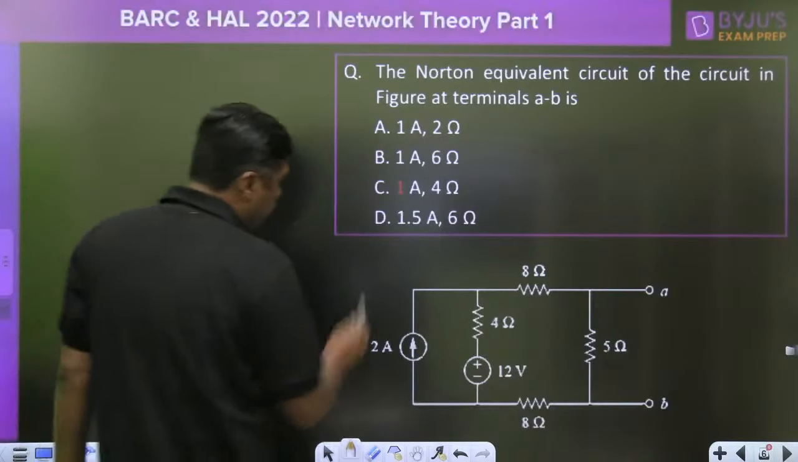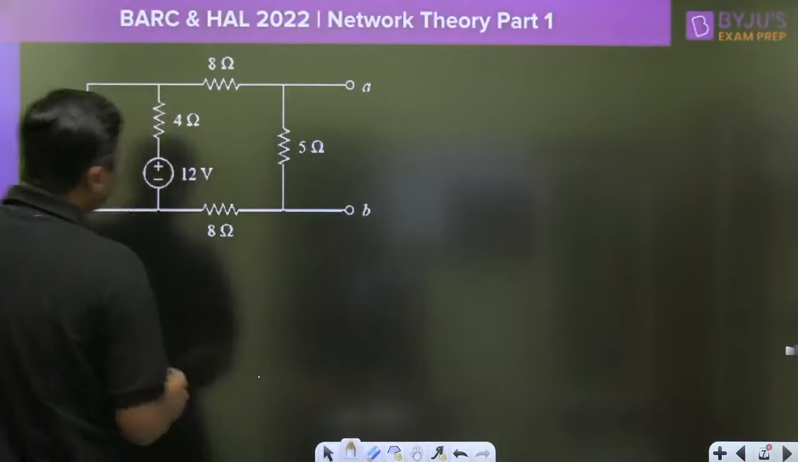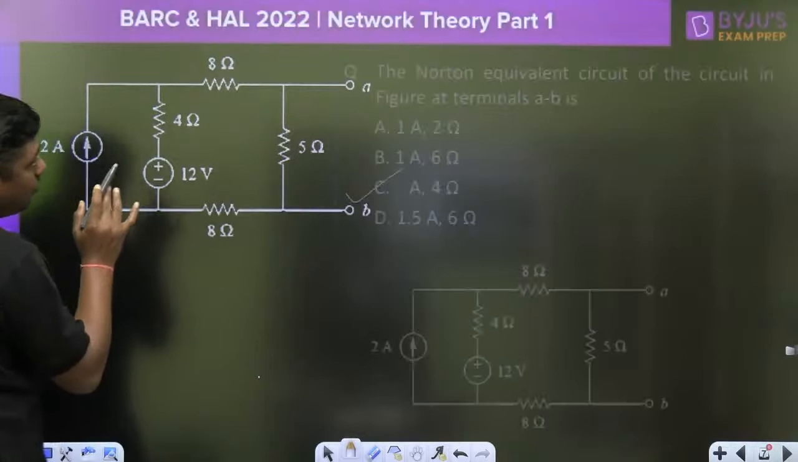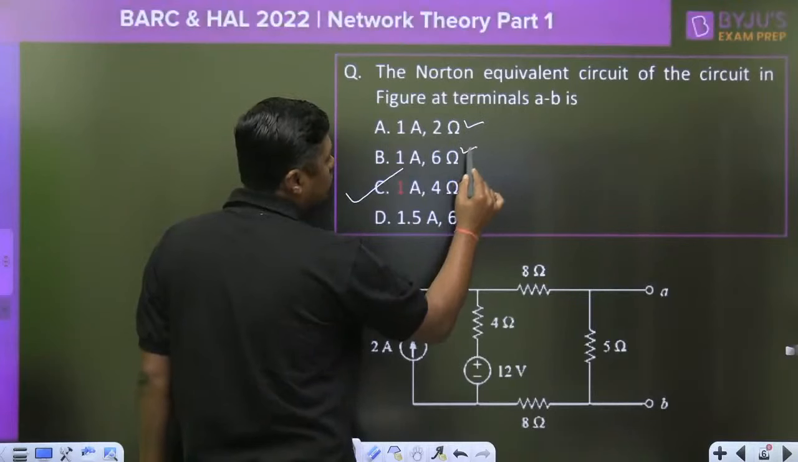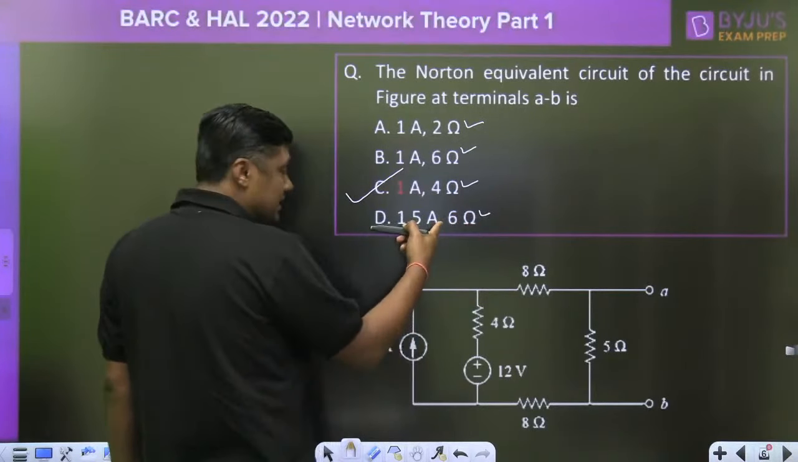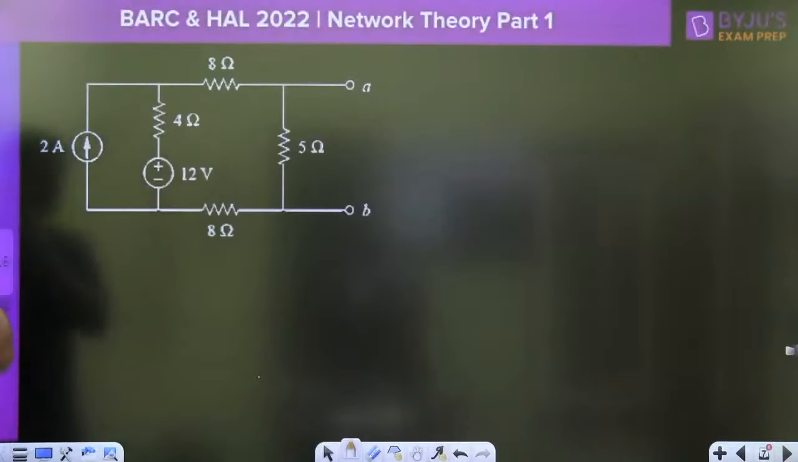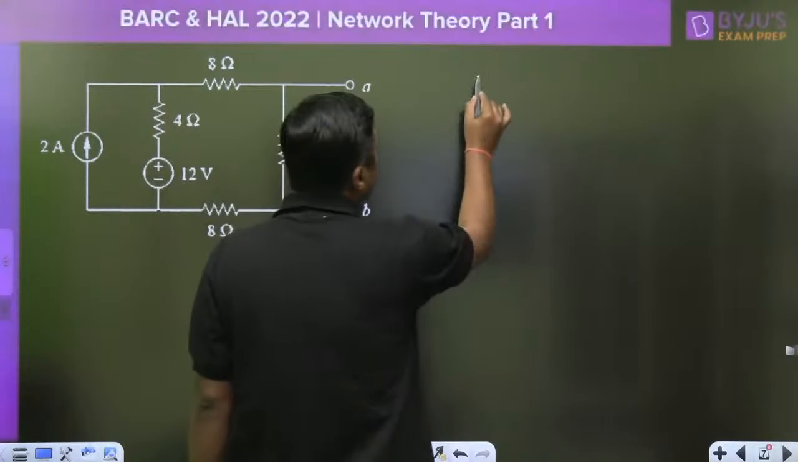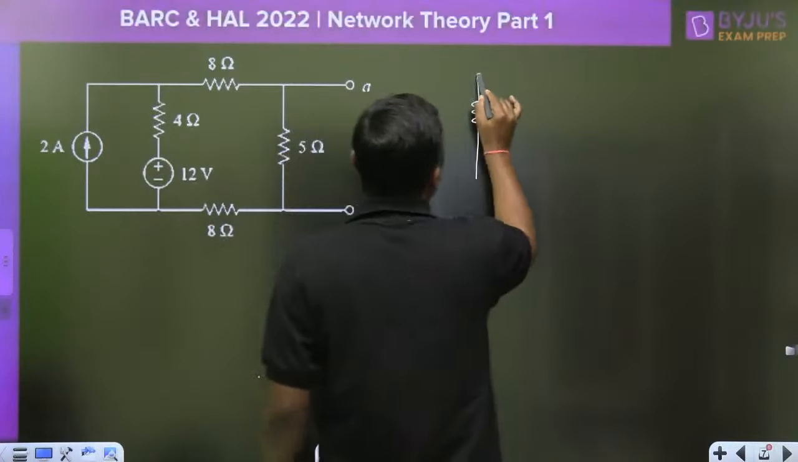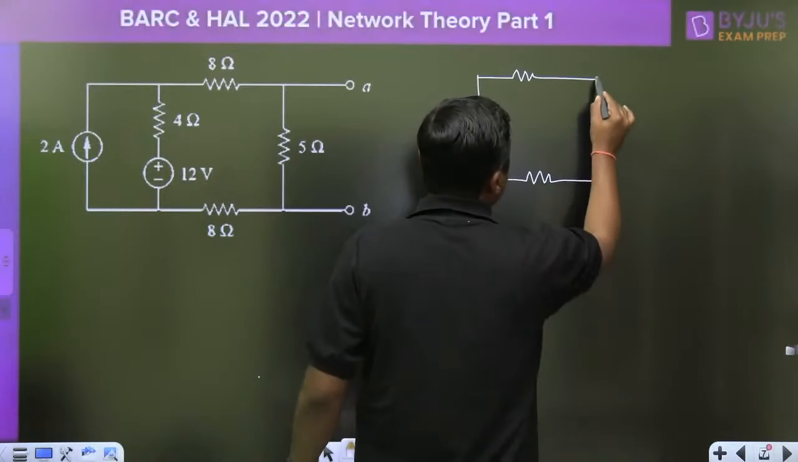Yes, C is the correct one. Now, how can we solve this question? Very simple. First of all, find the Norton's resistance. When we are going to find the Norton's resistance, this current source will act as an open circuit and the voltage source will act as a short circuit. That is the circuit: 4 ohm, 8 ohm, this is the 8 ohm and now this is the 5 ohm.